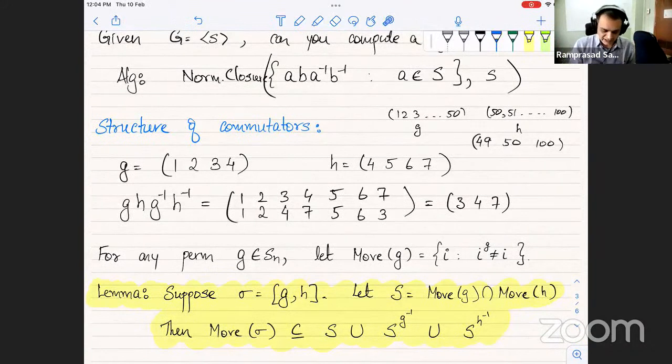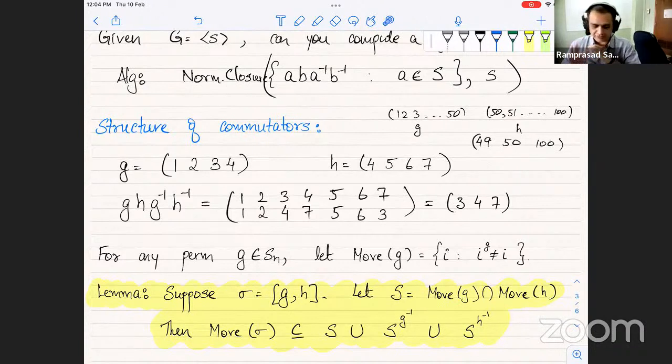It is the following. Suppose sigma is the commutator. By the way, this is just the notation for G, H, G inverse, H inverse. It's just some shorthand. Let's define the set S to be the common elements moved by both G and H. That is, it's just the intersection of move G and move H.